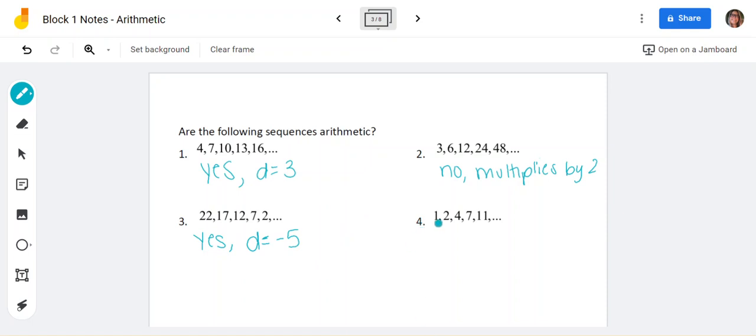And then in number 4, 1, 2, 4, 7, 11. This one adds 1, then 2, then 3, then 4. That's not arithmetic because it's adding a different number each time.